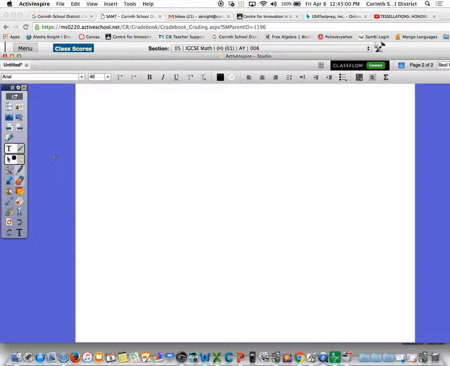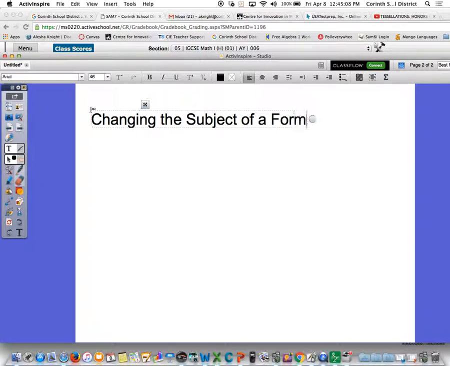All right, this lesson is on changing the subject of a formula. In other words, when they ask you to solve for A, or solve for Z, or solve for T, it's basically you are getting that by itself. So I'm going to give you a few examples up here, and then we're going to work through a few of them together. So the basic first one is just your straight linear equation.